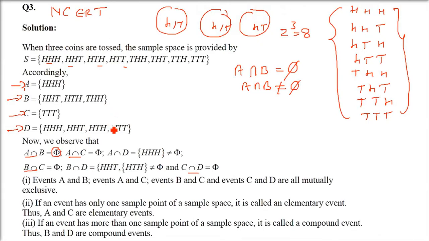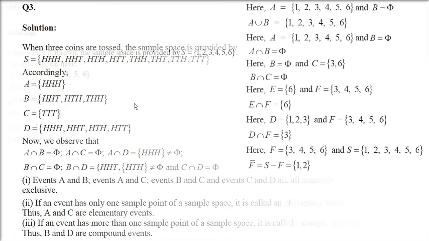Now third, which events are compound events? Any event which is formed by the elementary events of the sample space, and they are more than one, that is 2 and more. So B and D have more than 1. It just has to be more than 1. If an event has more than one sample point of a sample space, it is called a compound event. So B and D are compound events.